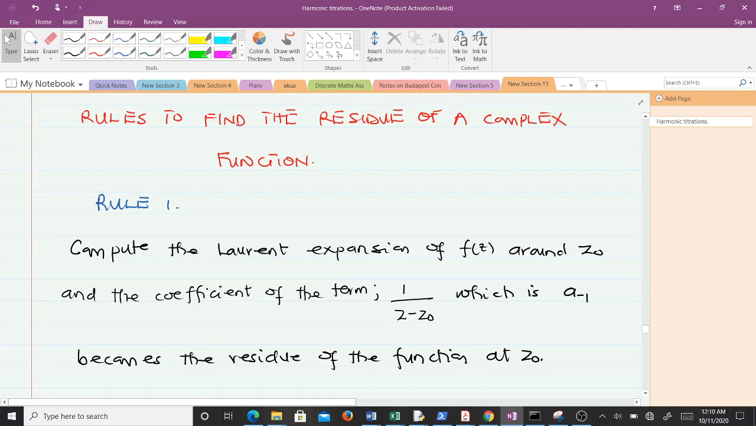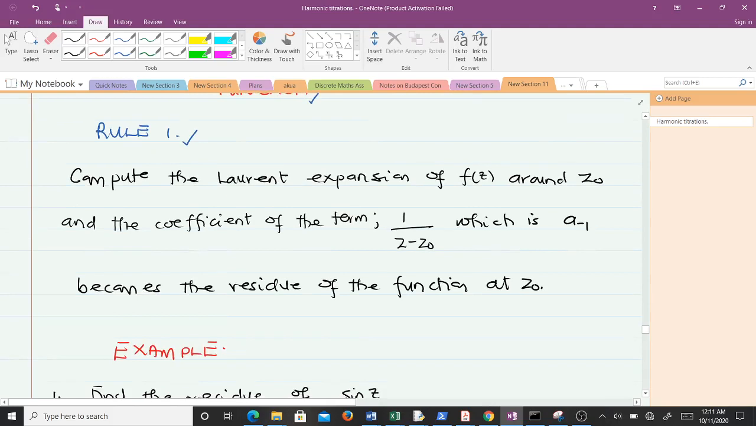But sometimes it's very difficult to get the Laurent expansion. Okay, so we have rules, and the rules help us to find the residue in a very quick way. And that's the reason why we will be going through them. So, rules to find the residue of a complex function. So we have the first rule. The first rule is very simple from the definition.